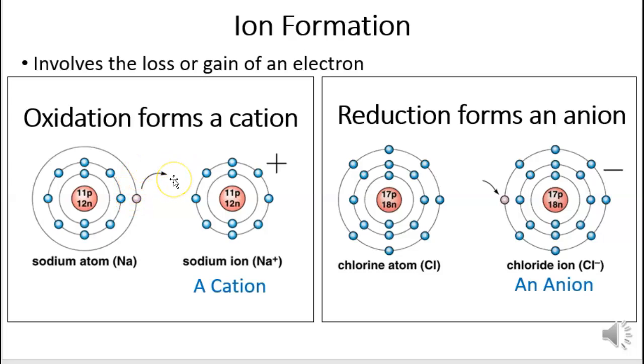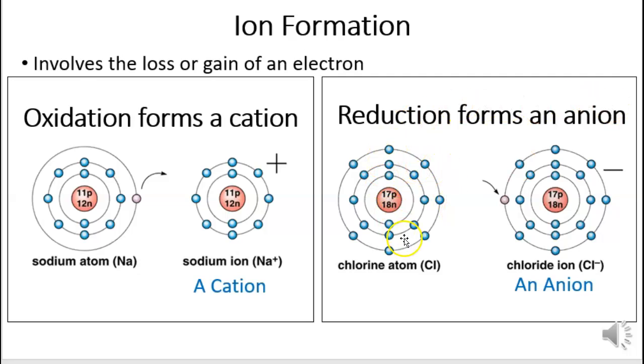When it loses that electron, now it only has 10 electrons. So this resulting atom, which is really an ion, has 11 positive charges in the nucleus, but only 10 negative charges surrounding it. So that's a net positive charge. We call that a cation, and oxidation has occurred.